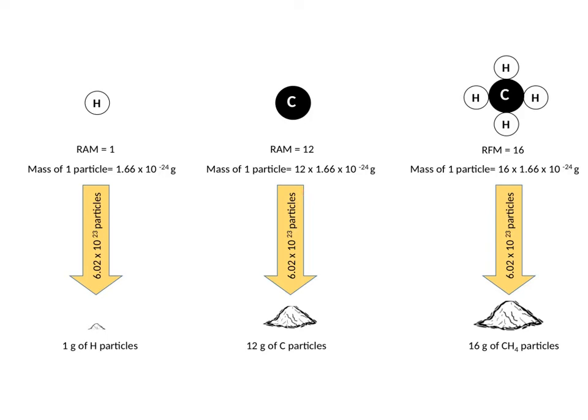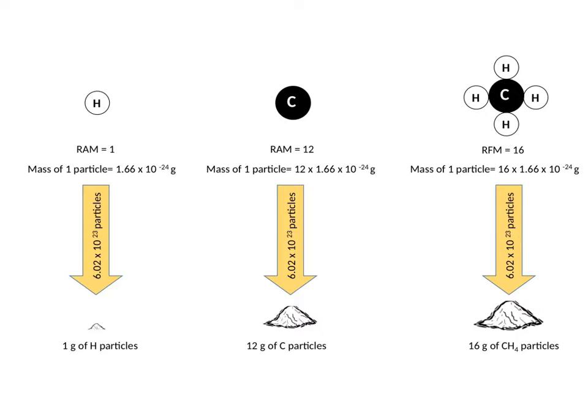And if we did the same thing with methane, because one individual molecule has a formula mass of 16, then if I took the same number of particles, this 6.02 times 10 to the 23, that would weigh 16 grams. So all of these piles here have different masses, 1 gram, 12 grams, 16 grams, but they all contain the same number, 6.02 times 10 to the 23, of particles.